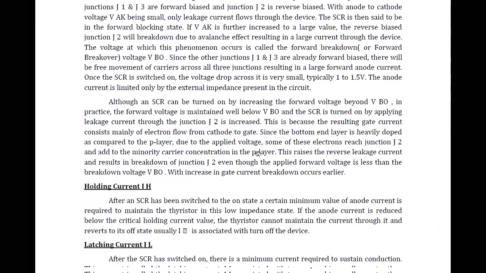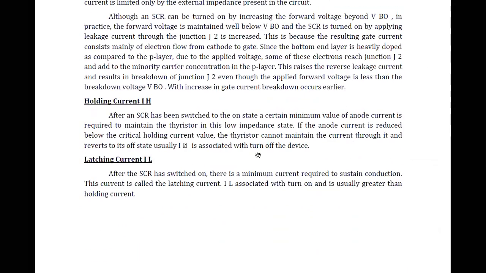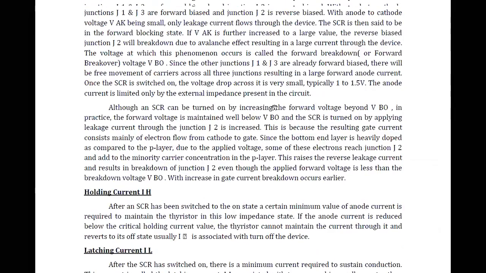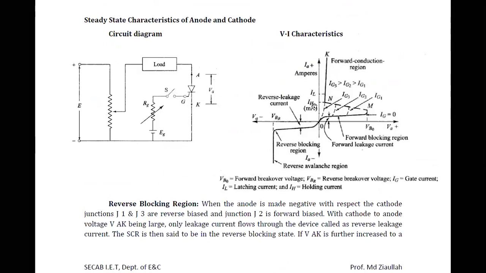Again, there are two things to study in that particular graph of a forward conduction mode. One is the holding current. What do you mean by the holding current? If you look at this graph, holding current IH, you can look at this particular point here, that is IH. This is called the holding current. So let us study what the holding current is.